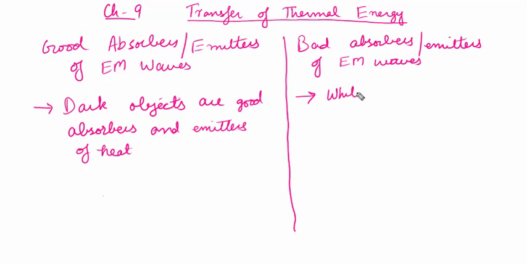So bad absorbers: white or shiny objects are poor absorbers and emitters of heat.